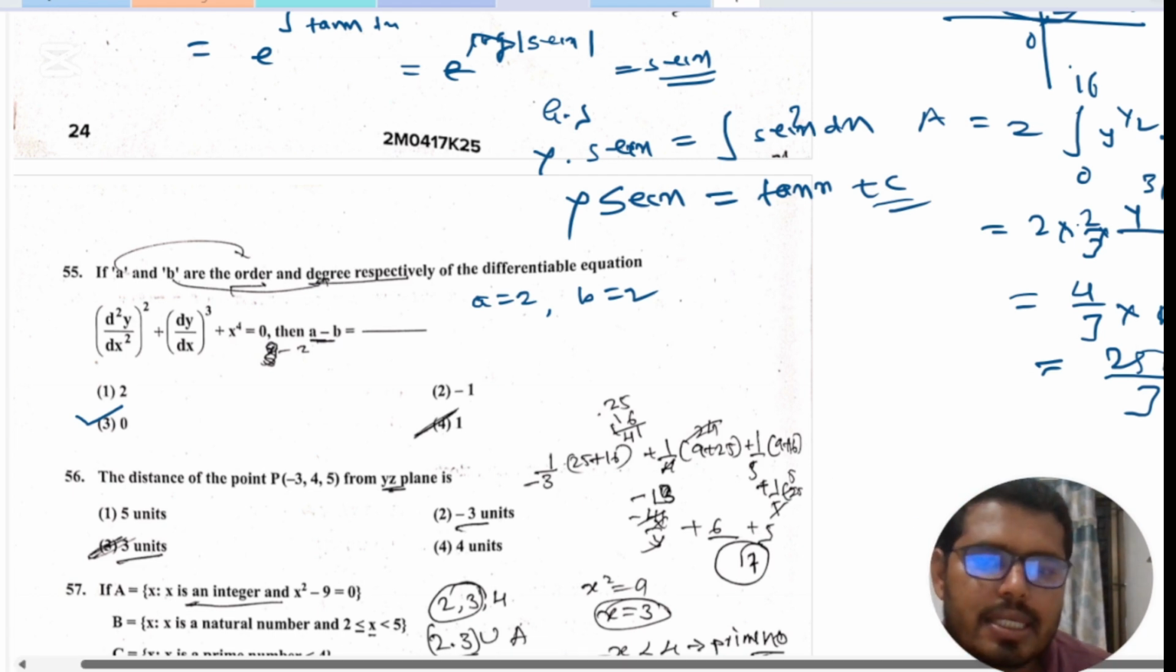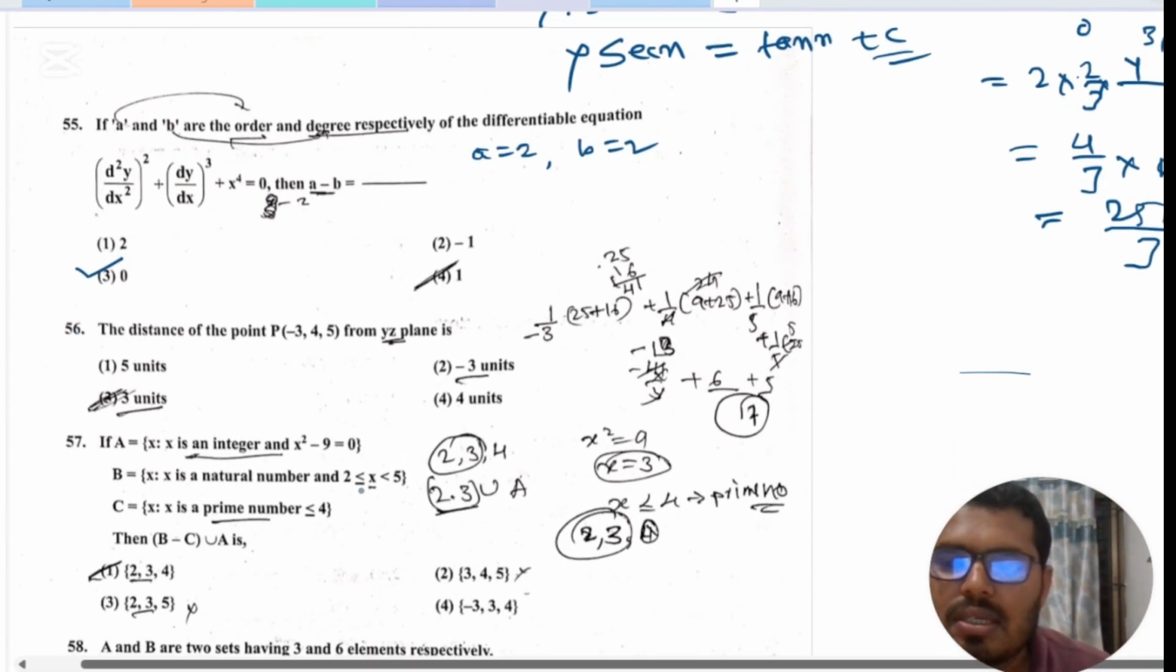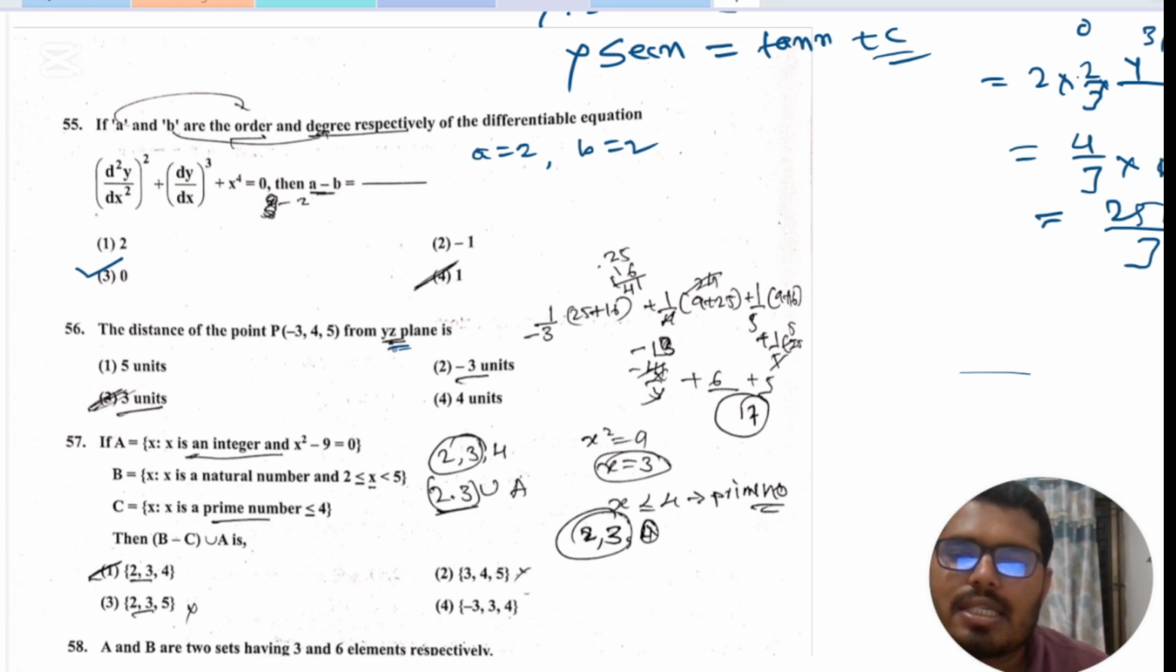Okay, next is question number 56. The distance between the point P (minus 3, 4, 5) and the YZ plane. In the YZ plane, x is 0.